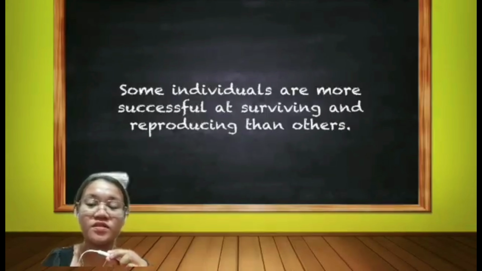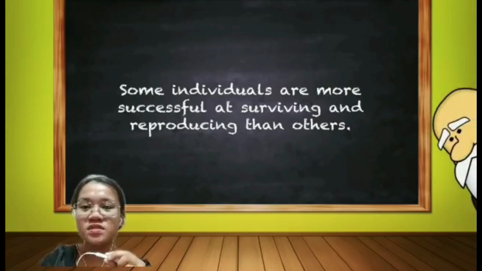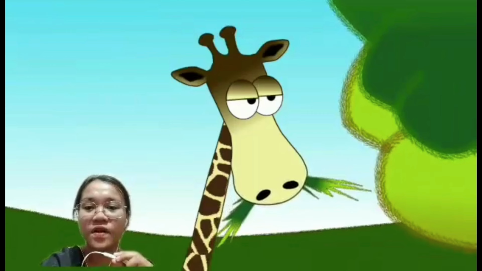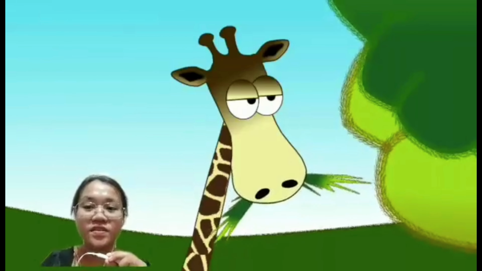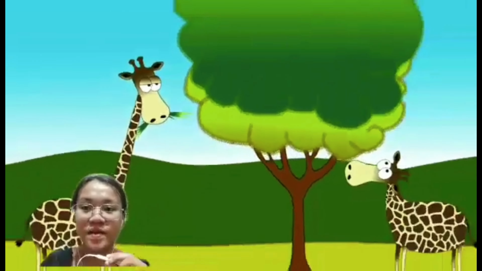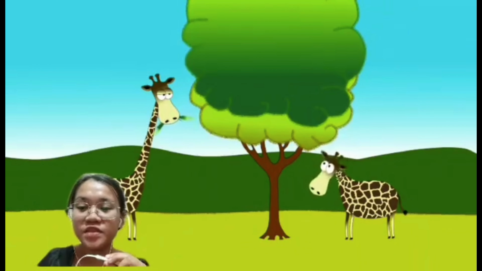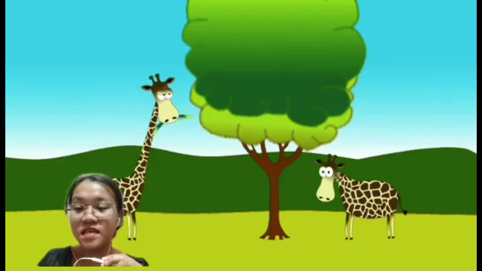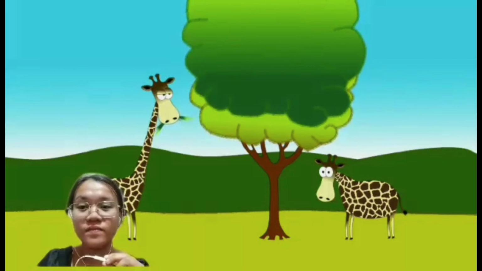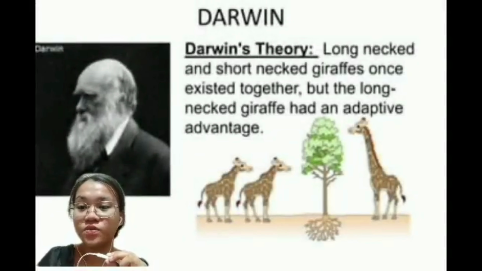Now, let's proceed to condition number 3. Some individuals are more successful at surviving and reproducing than others. So in the case of our giraffes, the long-necked individual did not acquire its neck by stretching to grab the leaves. Instead, individuals within the population were born with a neck length longer than others, because a longer neck allowed them to reach food that otherwise could not be reached. So it gives them an advantage. The long-necked ones have more advantage because they can reach higher than those with short necks.